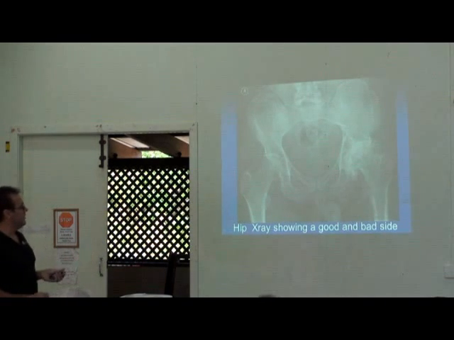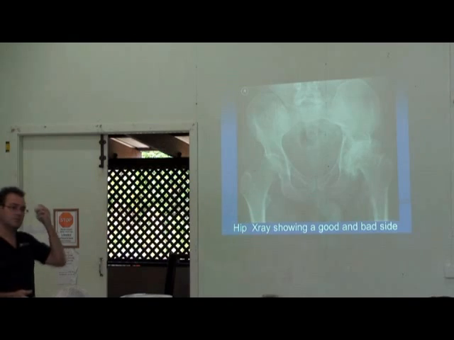This is a degenerative hip that's getting ready for surgery. So on the left side of the screen, you can see a fairly normal hip. On the right side, we see a fairly abnormal hip. These are all images that come from patients that we deal with.